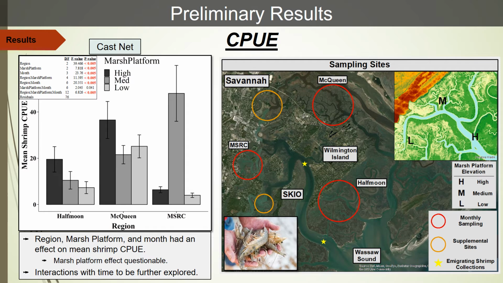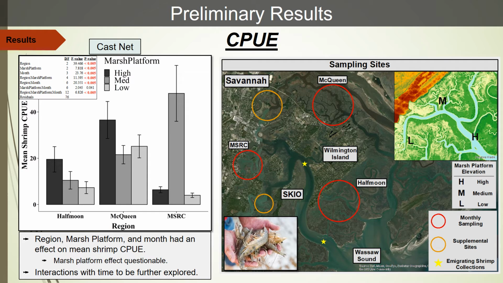If we look at the cast net data, again in this graph, mean CPUE is shown on the y-axis and the three regions on the x-axis with marsh platform elevation classification color-coded for each region. The data suggests that there is an effect of region and month as well as marsh platform elevation on the mean shrimp CPUE for the cast net data. Averaged across all marsh platform elevations, mean CPUE is shown to be greater in the McQueen region, followed by MSRC and then Half Moon. The analysis suggests that the medium marsh platform elevation locations had greater catches than low and high marsh platform elevation locations.